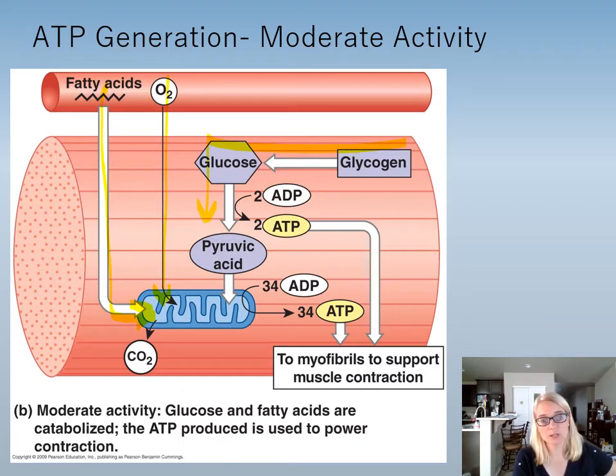So glycogen gets broken down into glucose. Glucose goes through glycolysis to give you pyruvic acid, but then the pyruvic acid gets further metabolized in Krebs and electron transport chain. We get our 2 ATPs from glycolysis and our 34 ATPs from aerobic cellular respiration, plus any more from fatty acids that aren't even accounted for in this picture. And we still are giving off carbon dioxide as a byproduct. Okay, we're working. It's good, kind of low level, moderate activity. We're burning our glucose. The key is we still have enough oxygen to use aerobic respiration.